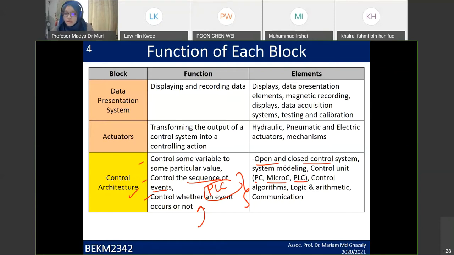So later on when you are in third year, you will have the subject Microcontroller. The microcontroller subject will cover this. Then you will have a project and you will do a simple project using Arduino or Raspberry Pi, and PLC also. And then you have a control algorithm. For example, in Control One, you will learn about PID controller, lead-lag controller, and so on.